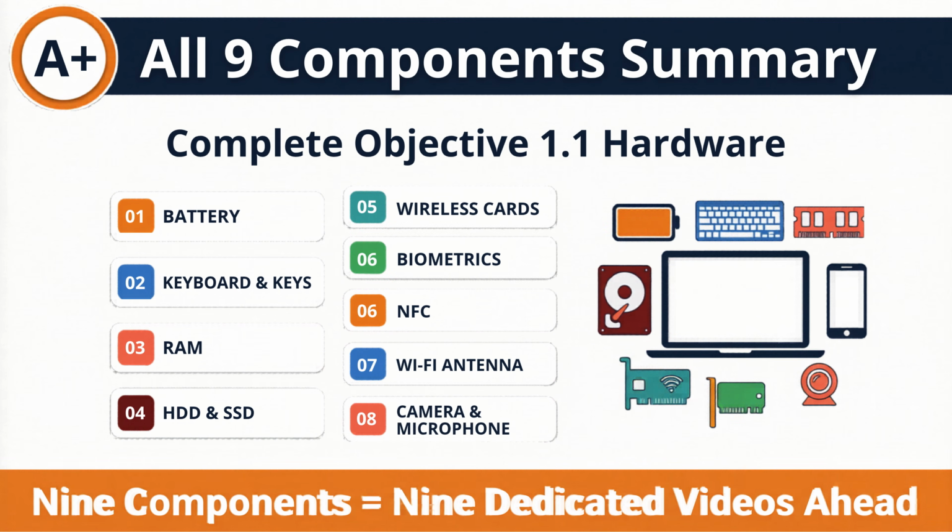So to pull it all together, the 9 hardware areas covered in Objective 1.1 are the battery, the keyboard and keys, RAM, HDD and SSD storage, wireless cards, biometrics, NFC and near-field scanner features, Wi-Fi antenna connector and placement, the camera and webcam, and the microphone. 9 components, 9 dedicated videos after this one, each one going as deep as it needs to go, so that when you sit in that exam room, you know every single one of these topics inside and out.